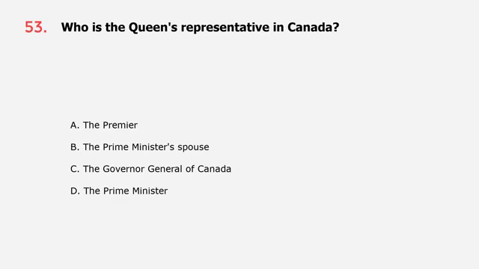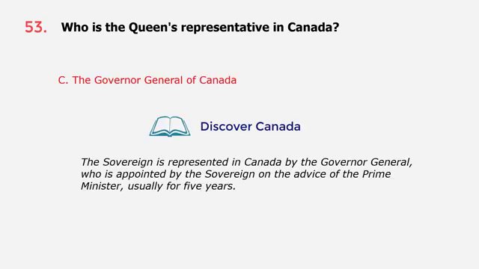Question 53. Who is the Queen's representative in Canada? A. The Premier. B. The Prime Minister's spouse. C. The Governor General of Canada. D. The Prime Minister. The answer is C. The Governor General of Canada.